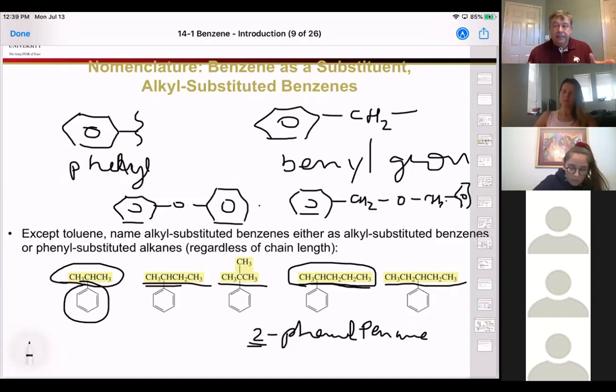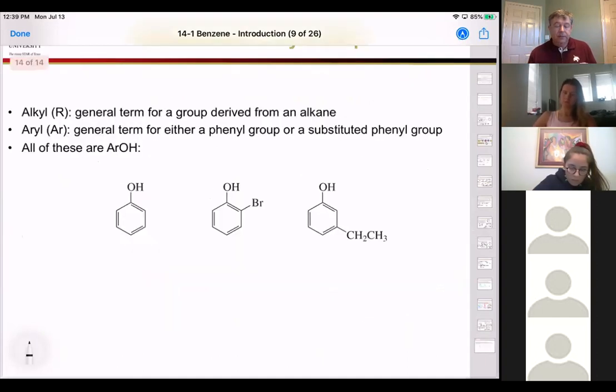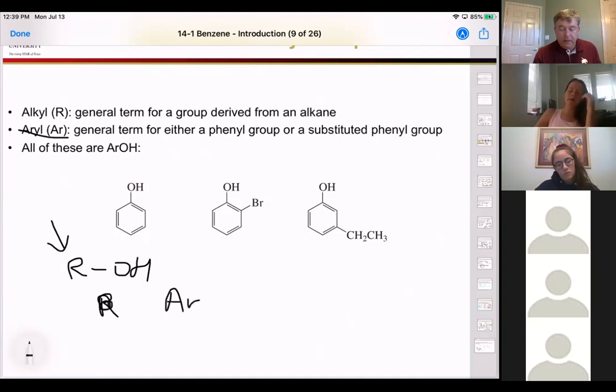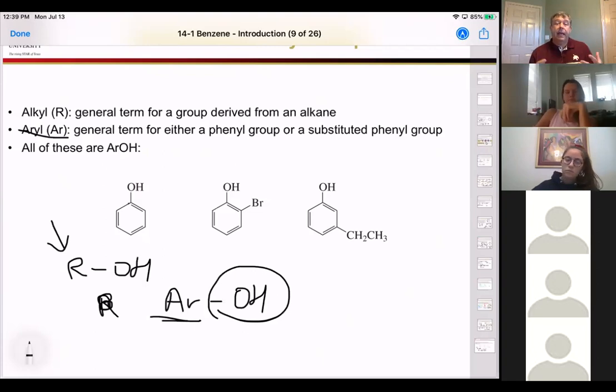Okay, and the last thing I want to talk to you about in this section is that when we're talking about any kind of generalized term, for example, an ROH, R is for a saturated alkane, or an sp2 alkane or an sp3 alkane. If we have an aromatic ring on there, we actually change it to AR and then whatever the substituent is. So in this case here, that means this substituent is bonded directly to the benzene ring, and that's the AR, okay?